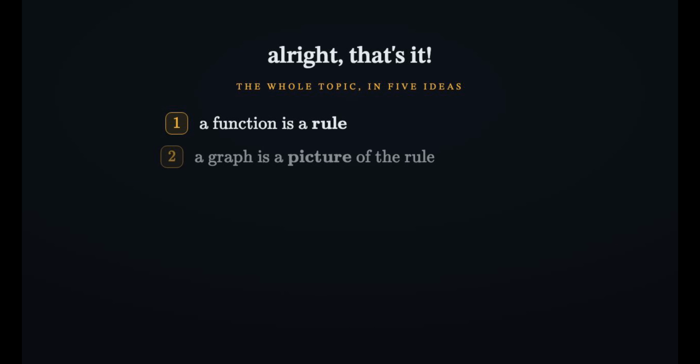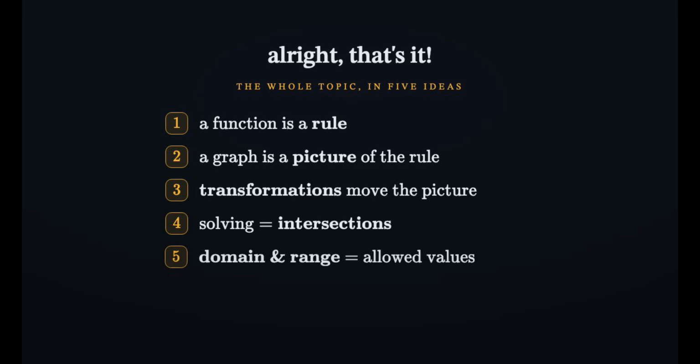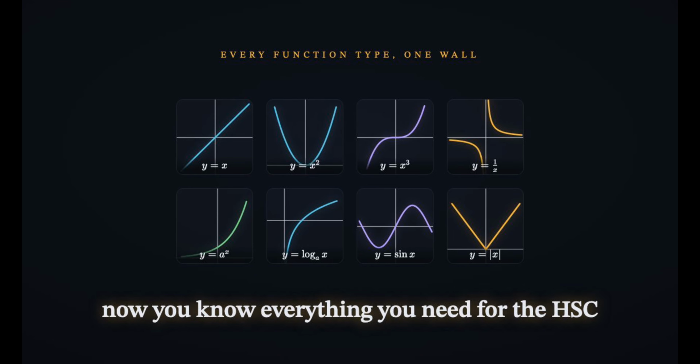Alright, that's it. The whole functions topic can be compressed into 5 ideas. 1. A function is a rule. 2. A graph is a picture of the rule. 3. Transformations move the picture. 4. Solving graphically means finding intersections. 5. Domain and range tell you what values are allowed. So, now you know everything you need for the HSC.